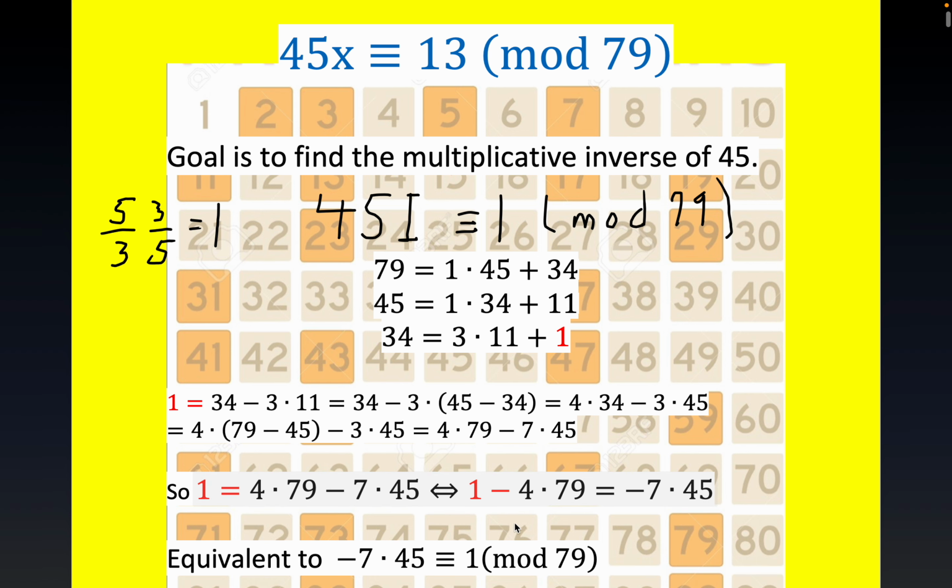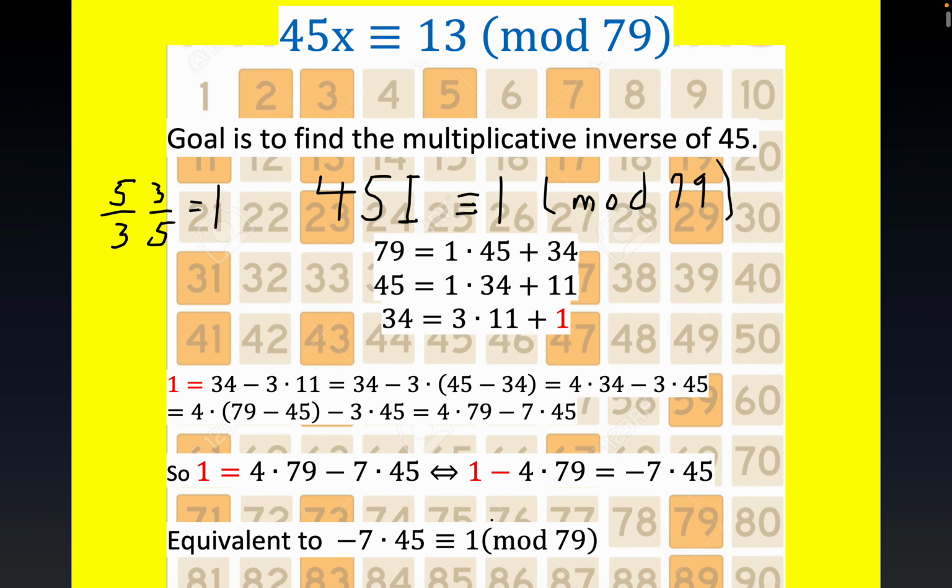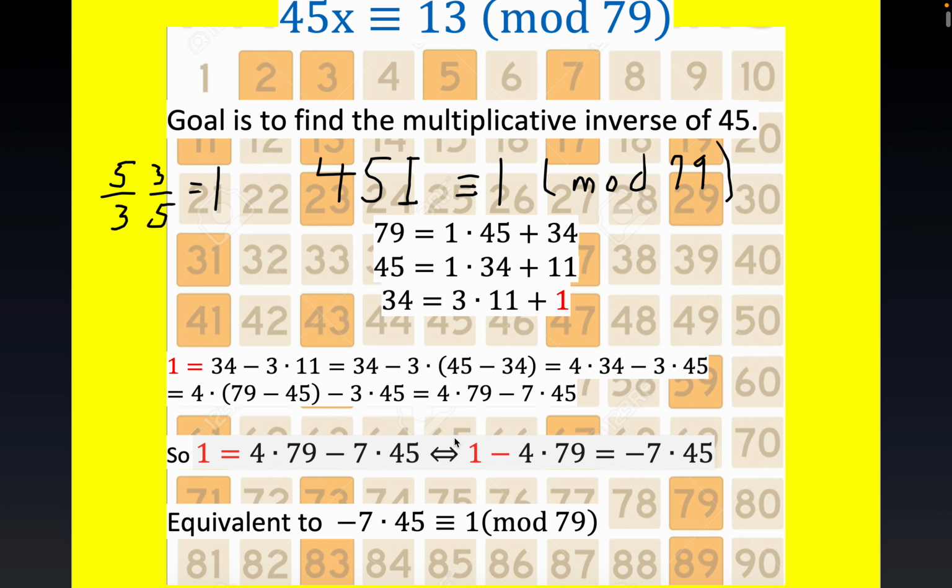And you can verify right here. But all of this work, remember 1 started out and we had this chain of equalities. And I double-checked the arithmetic. I'm pretty sure it's all right. Now, this is equivalent to this statement, okay? This equality right here is equivalent to this statement. What it says is that minus 7 times 45 minus 1 is a multiple of 79, which is exactly what this says up here, okay?